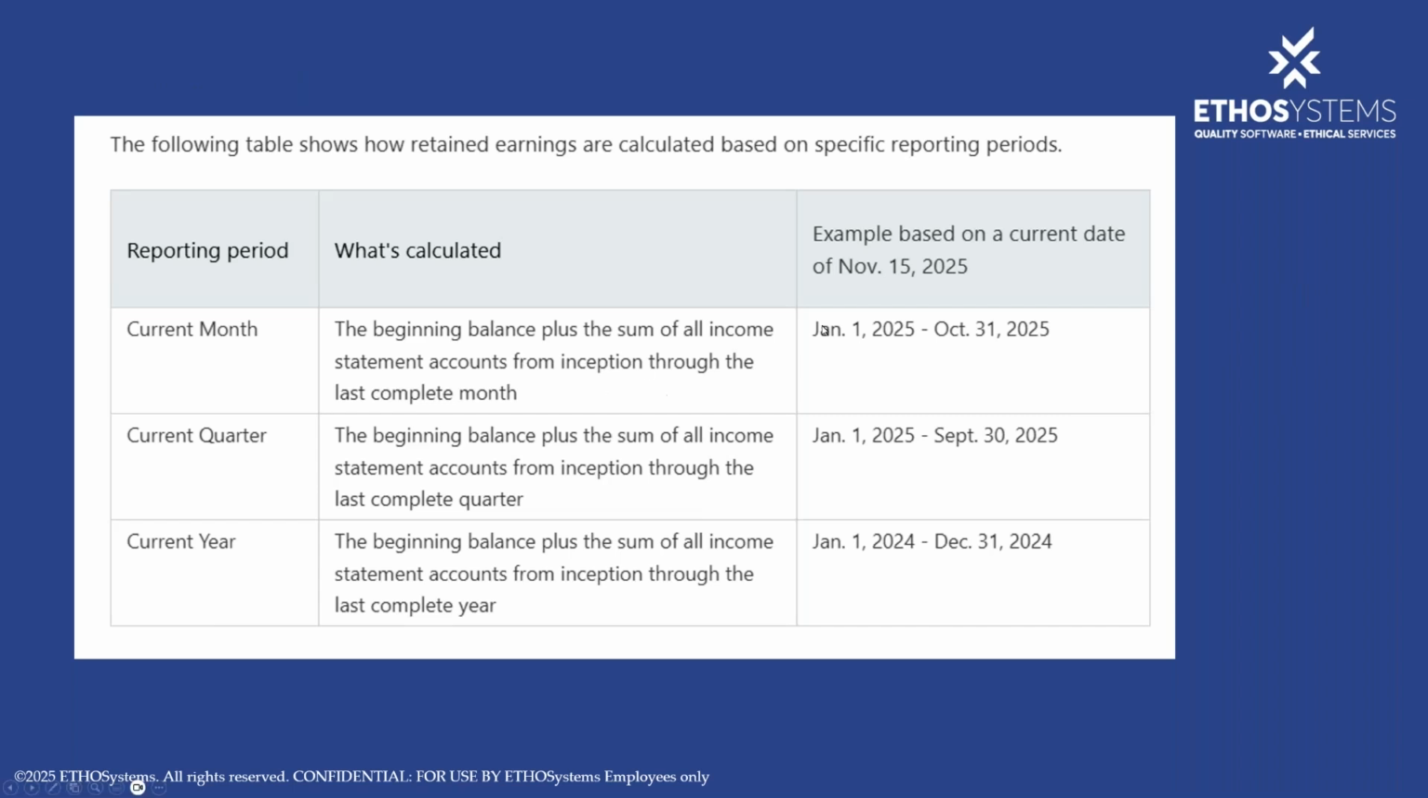So all of these are kind of similar, but based on that reporting period, the beginning balance plus the sum of all income statement accounts from inception through the last completed month is going to give you January 1 to October 31, based on the current month reporting period and an as-of date of November 15th. Current quarter, same concept, but it's based on that current quarter reporting period. So January through September based on November 15th and so on. Okay, so just remember that.